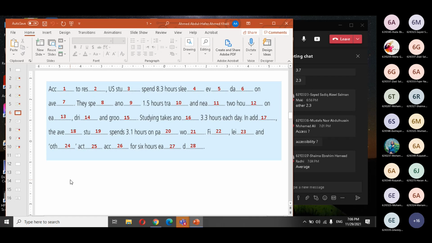Studying takes another... yes, it's the same as number 9. If you look back at number 9, it's the same. Studying takes another 3.3 hours each day.